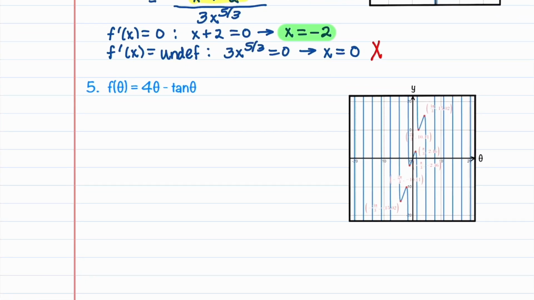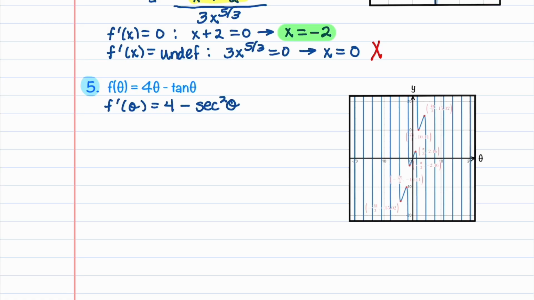Our last example is f of theta is equal to 4 theta minus tangent theta. I had to include one of these examples because when I've taught this in class, I found that the trig examples are the most challenging for students. We're going to start by taking the derivative. So we have f prime of theta is equal to the derivative of 4 theta, which is just 4. And then we subtract the derivative of tangent, and that derivative is secant squared theta.